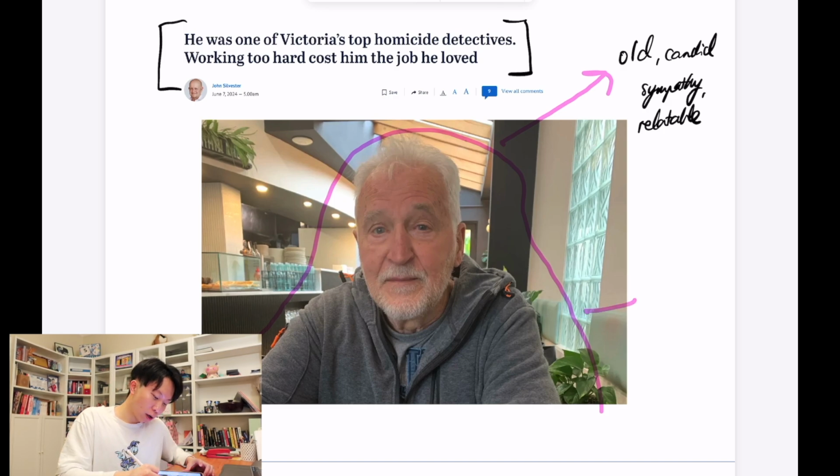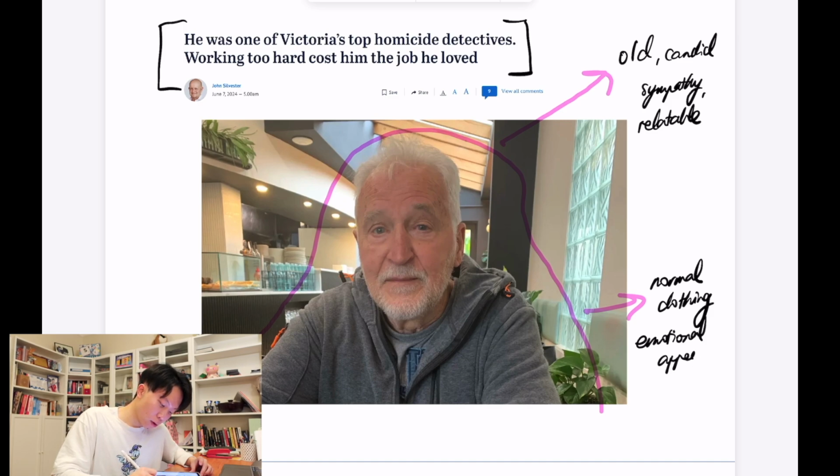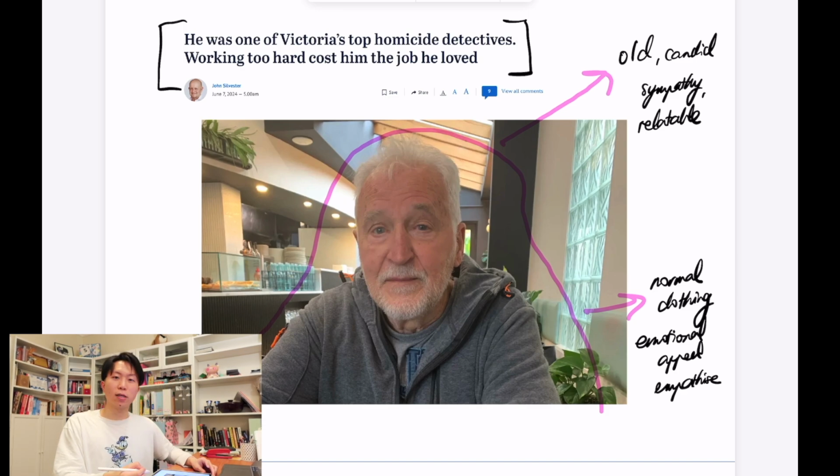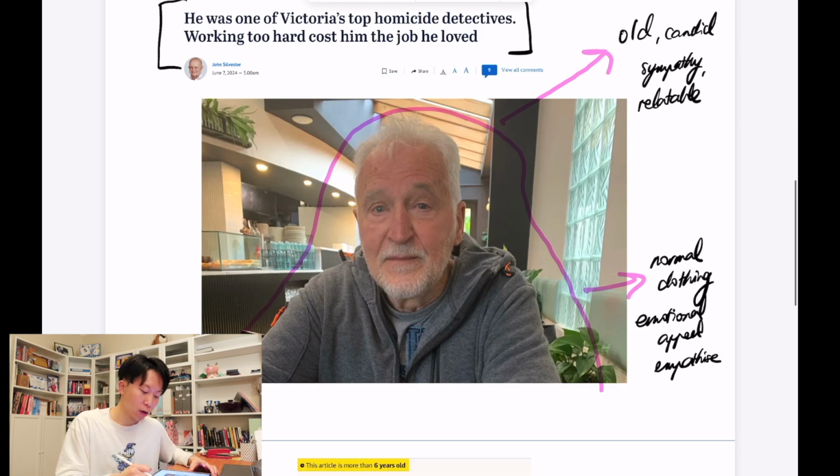And why is he wearing a hoodie and a t-shirt? Because he's a homicide detective, maybe he'd be wearing a suit. But why is he wearing this very normal clothing? And once again, I think it plays into that kind of emotional appeal. It wants us to empathize with him, and may even play into the idea that he no longer has a job as well, because he's not wearing his detective garments.